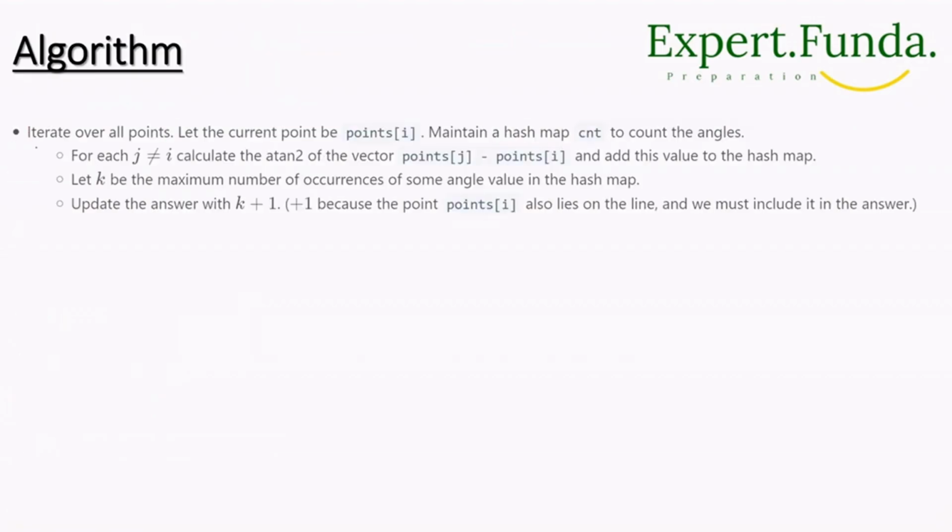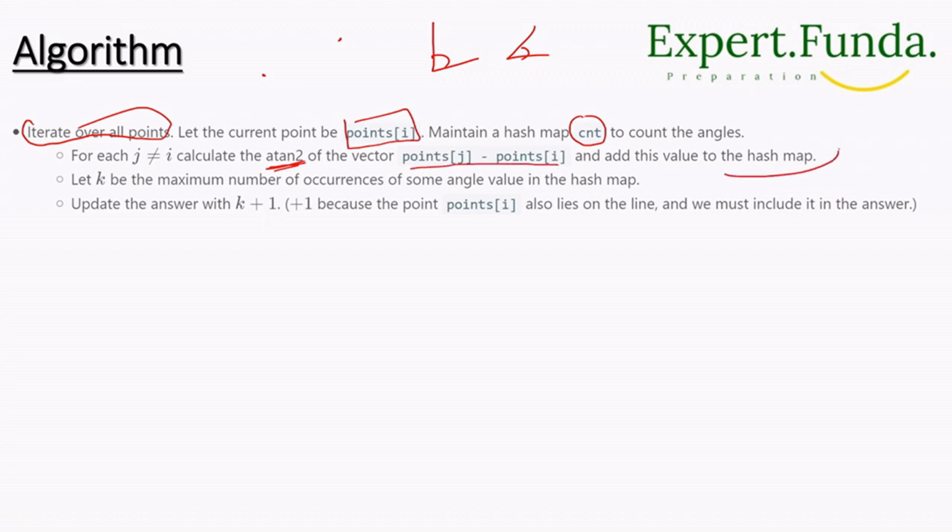To implement this, the algorithm is to iterate over all the points. The current point is points[i], and we maintain a hash map to count the angles. For each j not equal to i, we calculate atan2 of the vector, point j minus point i, which gives the angle, and we add it to the map.